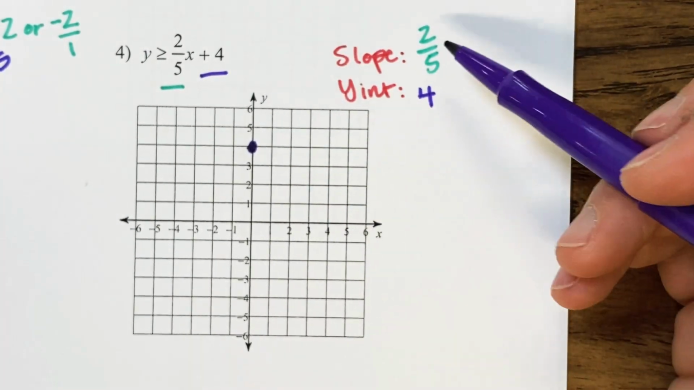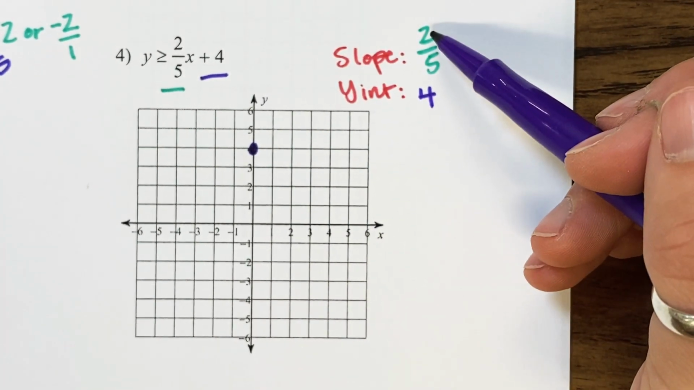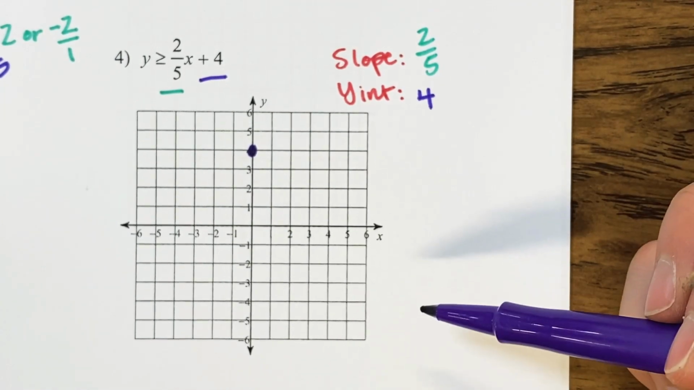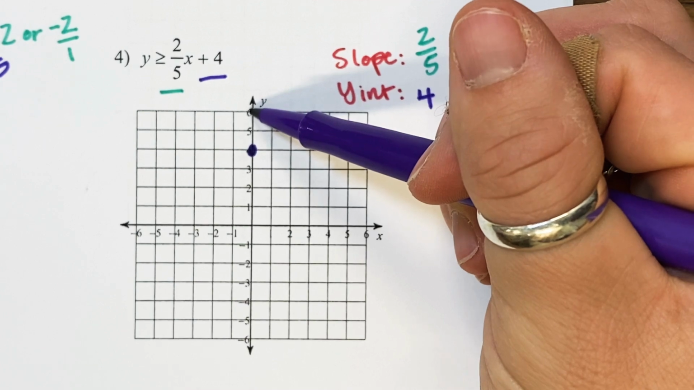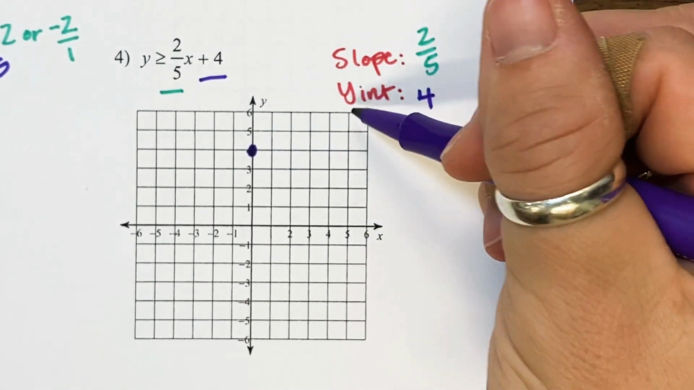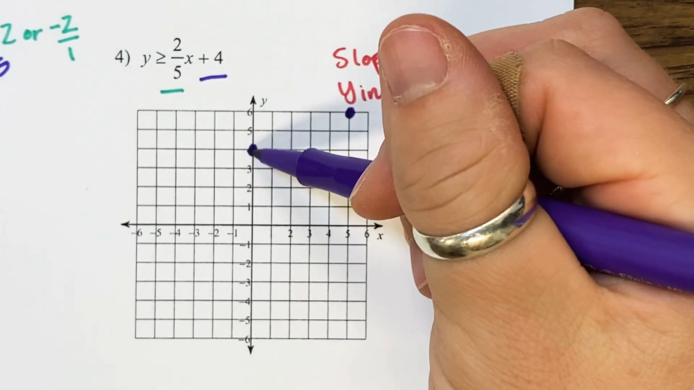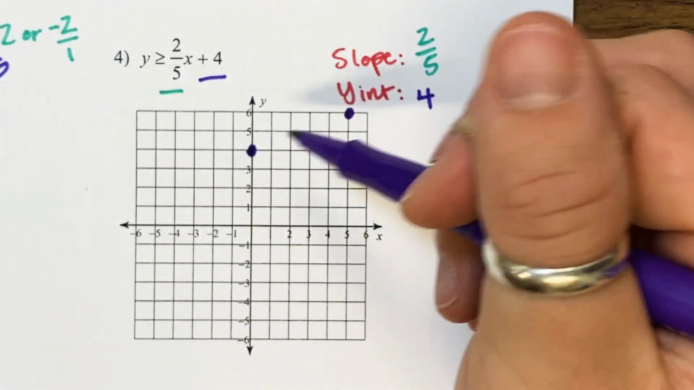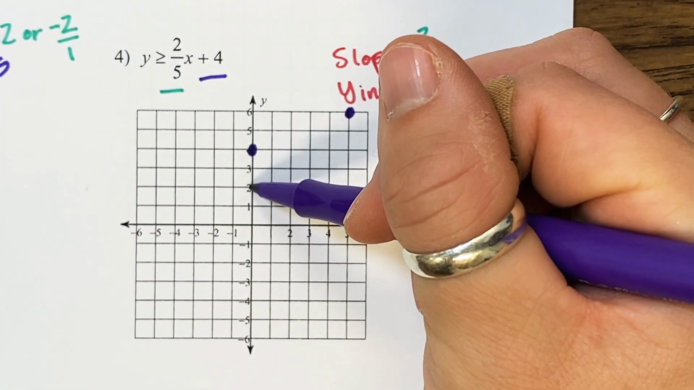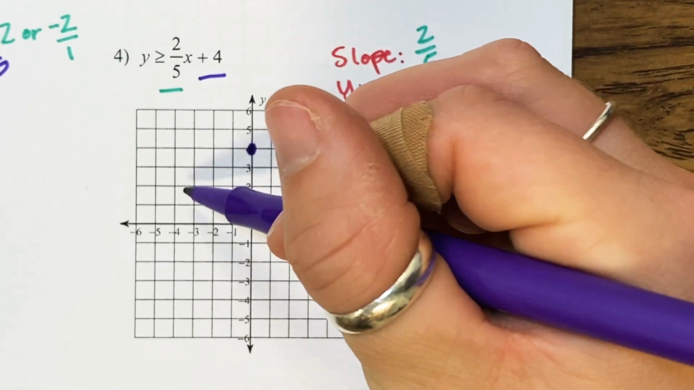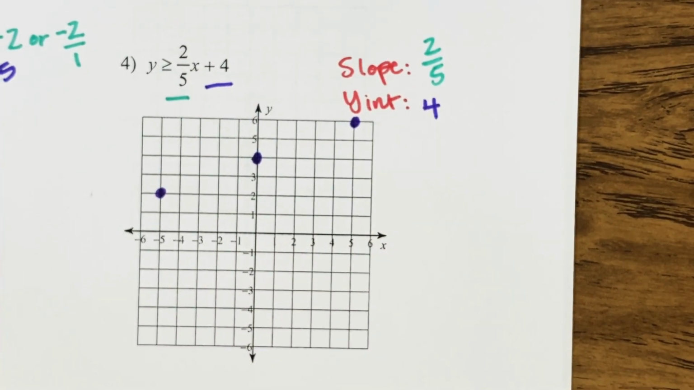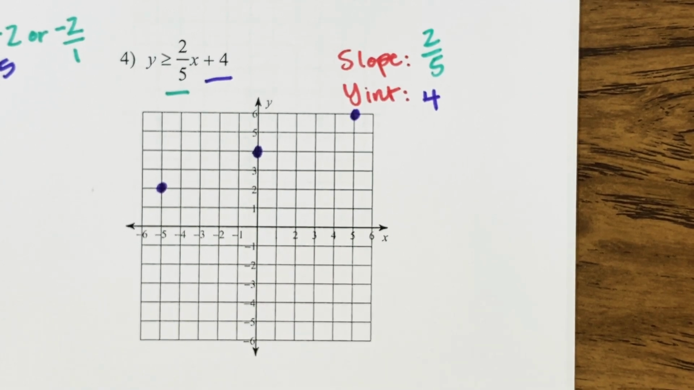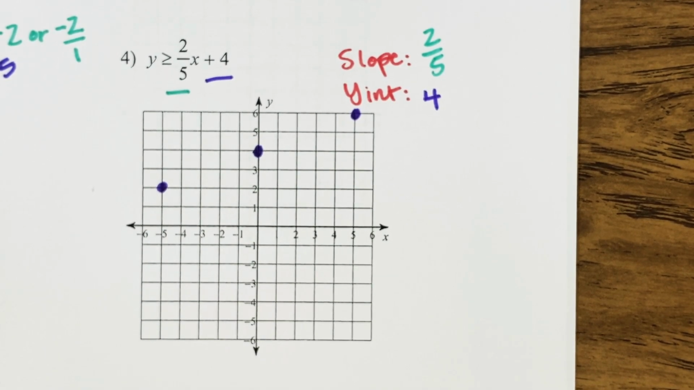Okay, now use your slope to count to your next point, so our rise is 2, and we're going to run 5. So from our starting point, we're going to go up 2, 1, 2, and over 5. 1, 2, 3, 4, 5. Okay, we can even go backwards just to put another point on this side. So go down 2, and then back 5. 1, 2, 3, 4, 5. Beautiful.